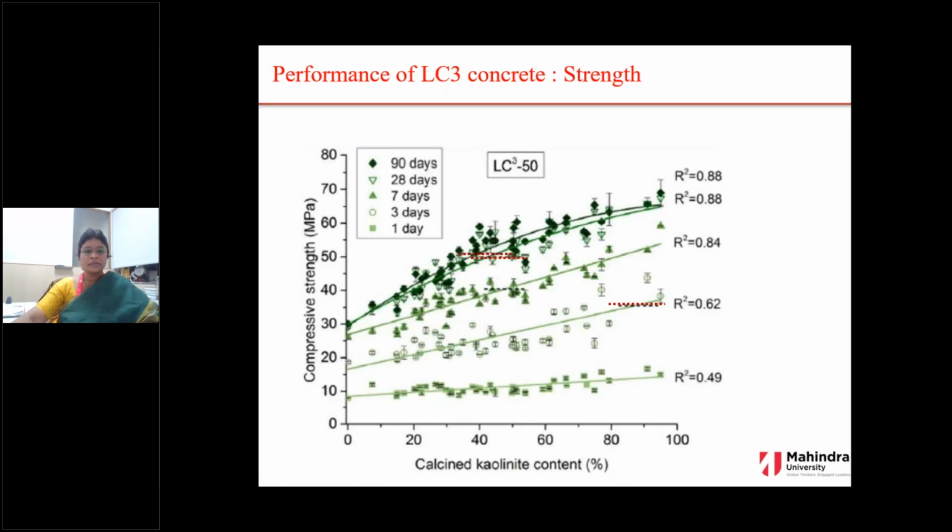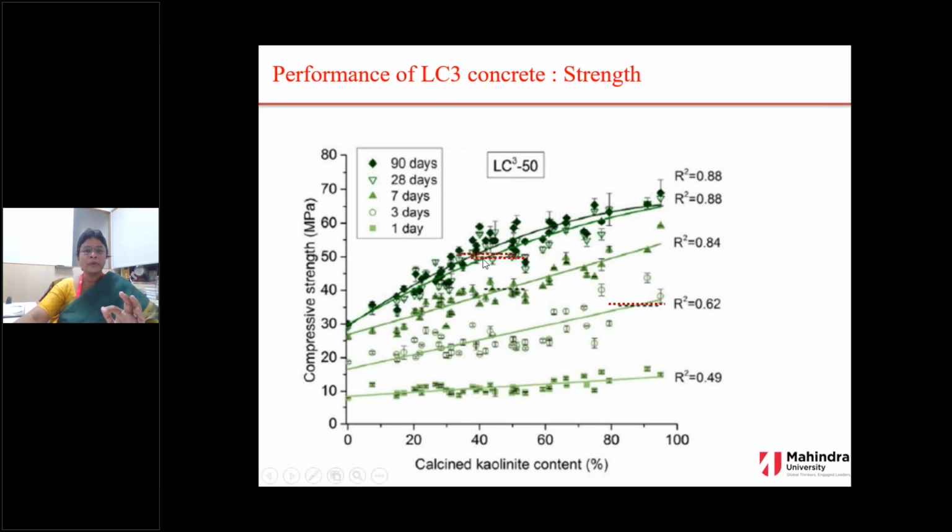This is the same graph, but exaggerated so as to show that this red line shows the strength of an OPC. The second graph shows the variation of the strength with the kaolinite content at 3 days, and the red line shows the OPC strength. So if you want an LC3 strength comparable to the OPC at 3 days, we require higher kaolinite content.